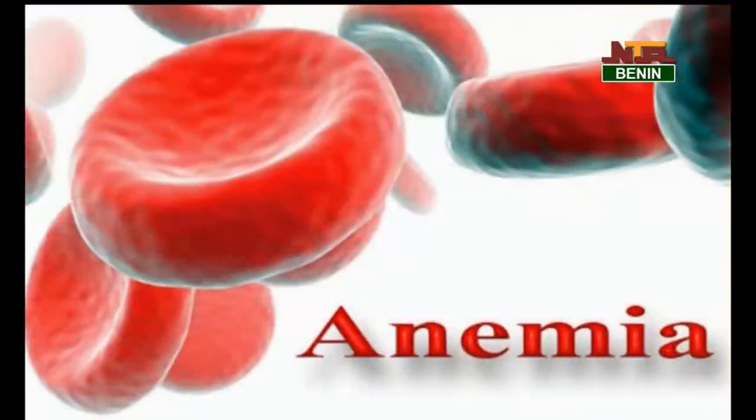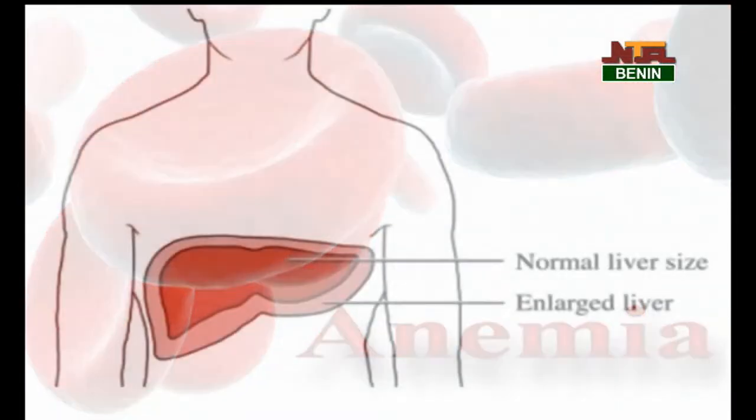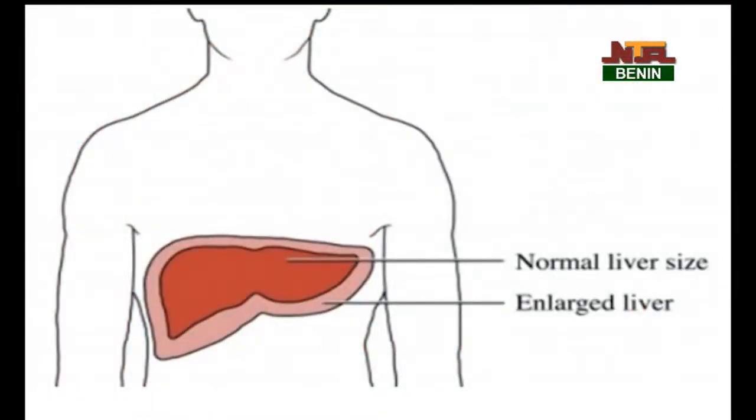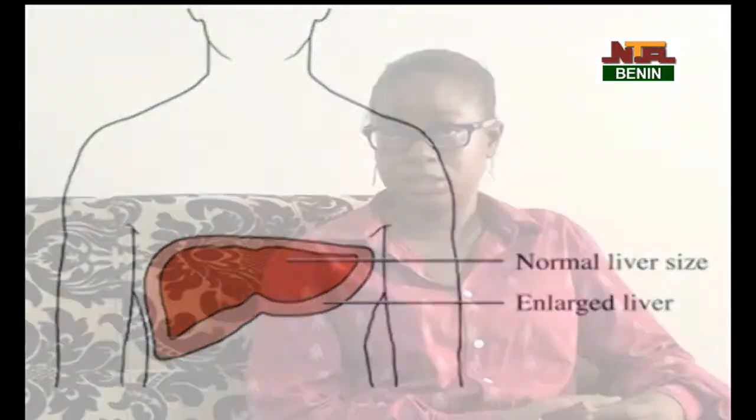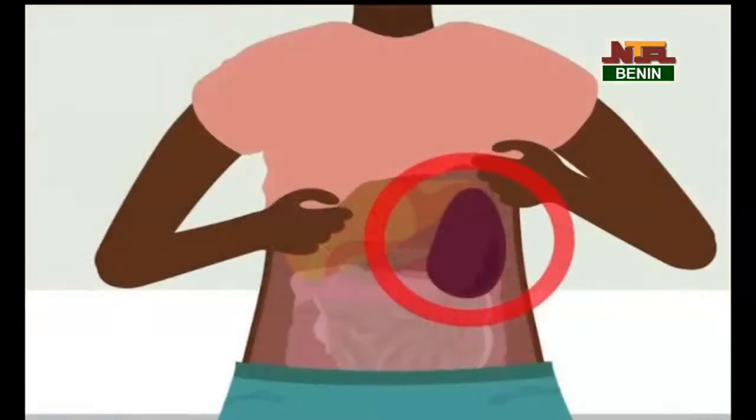For some of them, we have what we call low blood levels, anemia. And these are also complications. And then we have the liver, especially in children. We have the liver enlarging, what we call hepatomegaly, or we have the spleen enlarging, what we call splenomegaly. All these are symptoms of complicated malaria that can occur in children.